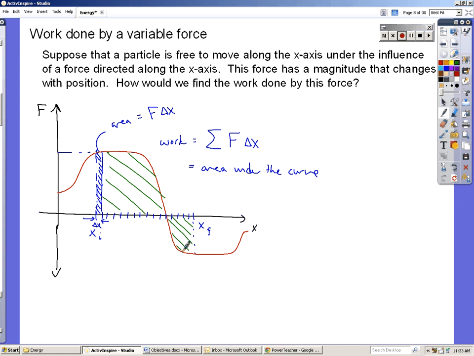And the way we write this mathematically is this is an integral. That the work done by this force is the definite integral from the initial position to the final position of F dx. Where F is the force, this is the formula you would use if you had a mathematical expression for the force.